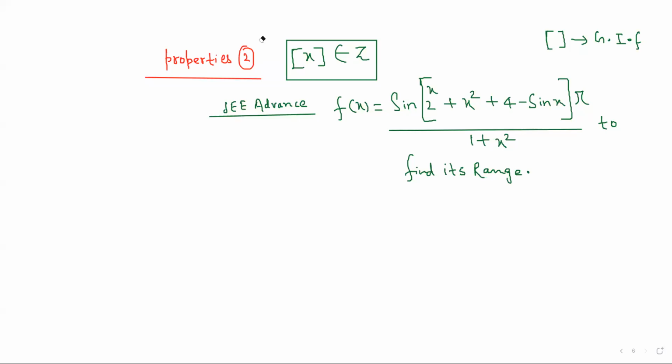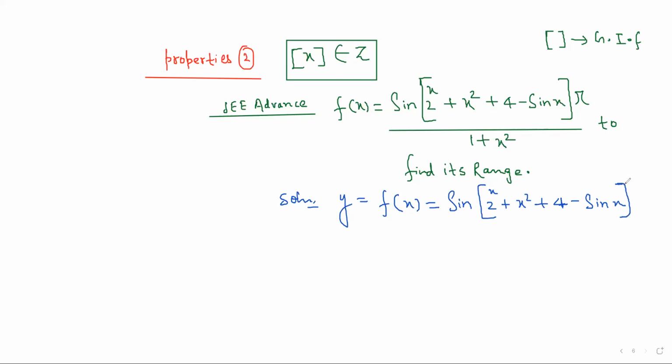Beta, just observe here. The question is f(x), or you can say y, both are the same. f(x) is equal to sin(2^x + x^2 + 4) minus sin x, divided by 1 plus x^2. My dear students, just observe one important thing.